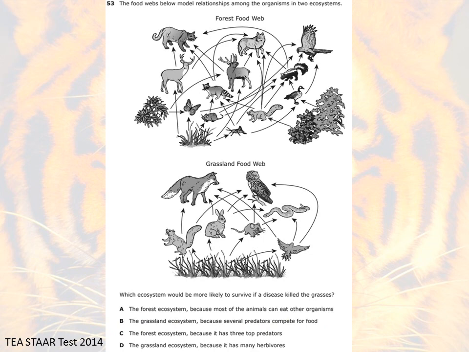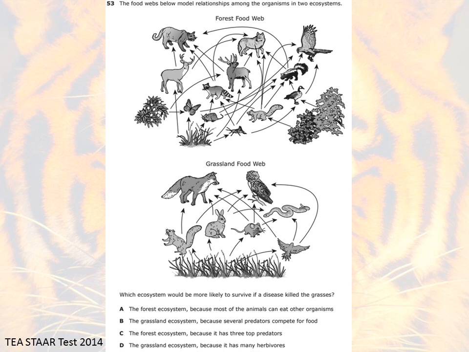Cross that out. Letter C says the forest ecosystem. Okay, well that was one that we liked. So let's look at its reason. It says because it has 3 top predators. There's one right here. There's another one right there. There's one right there. Hey, it does have 3 top predators. That's a true statement. So how do I know if it's A or C? Well, here's where I got to go back and read the question. Now you always got to reread it, and reread it some more. So it says, which ecosystem would most likely survive if a disease killed the grasses?